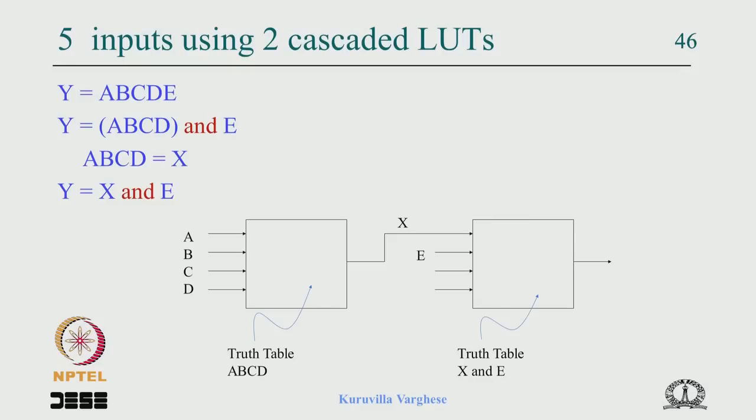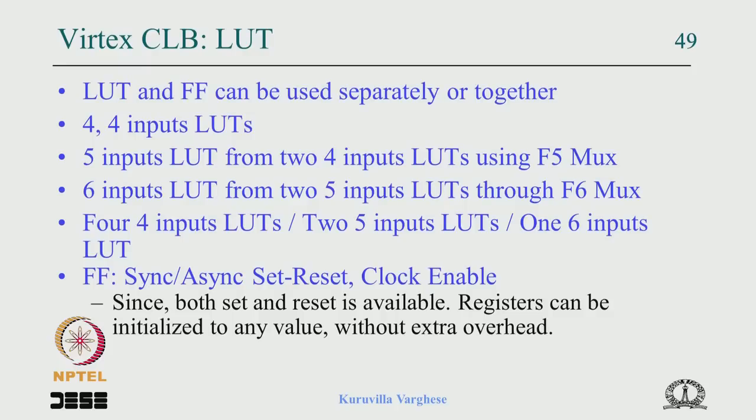So let us come back to the slide, and this is what we have seen. In summary, the Virtex CLB, the lookup table and flip flop can be used separately or together. It has 4 input lookup tables. A 5 input lookup table can be built from two 4 input lookup tables using F5 mux. A 6 input lookup table can be built from two 5 input using F6. So essentially it is four 4 input, two 5 input or one 6 input lookup table. Of course you can do cascading.